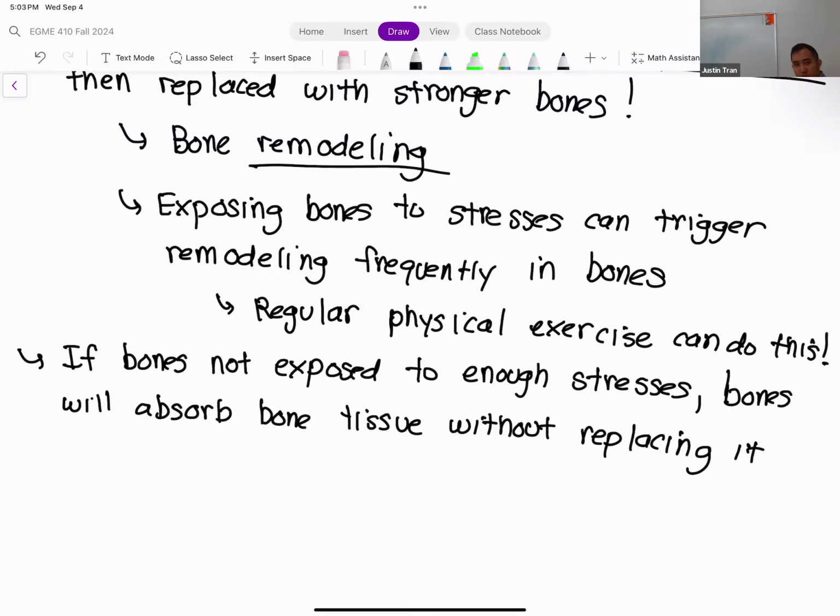So that's why exercising regularly, making sure you're working out on a regular basis, is really important for your bone health. Okay. And that's something that we don't really think about. When people tell you to exercise regularly, you think about maintaining your body weight, maintaining your image, but it's actually really important for your bone health as well, because you want to make sure your bones are exposed to these stresses and you're triggering this remodeling to make sure your bones are in a healthy state. Okay.